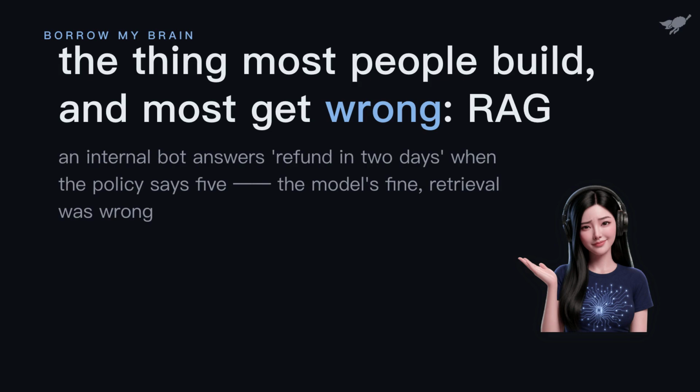Retrieval-augmented generation. Let me paint you a picture first. You built your company an internal Q&A bot, wired up a large language model, and it chats away like a total pro. Then a coworker asks, "How many days till a refund lands?" And it fires right back, 2 days. But your policy says 5 days in black and white. The model isn't broken, and it made that up with total confidence. The problem is, the context you fed it was just flat out retrieved wrong.